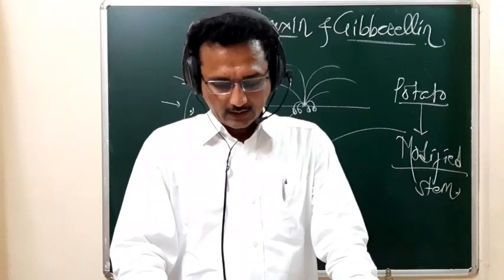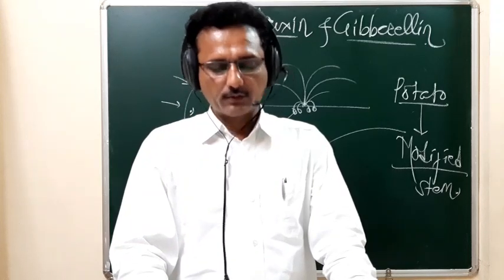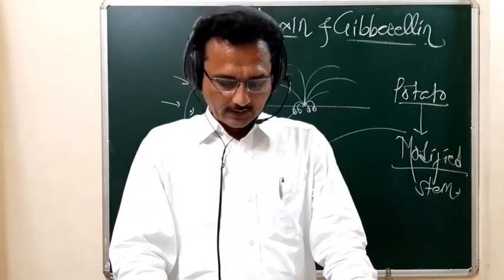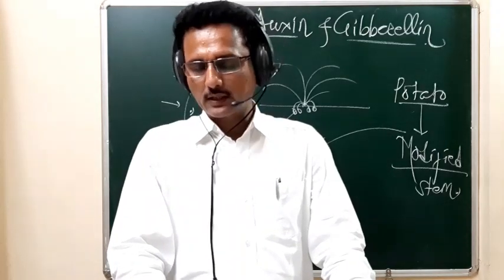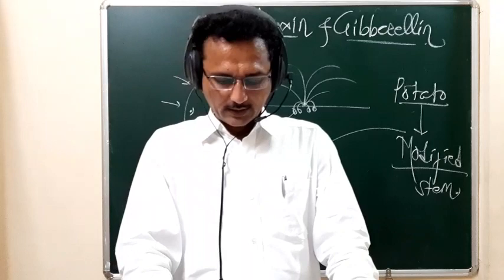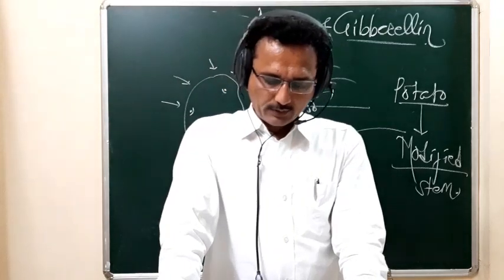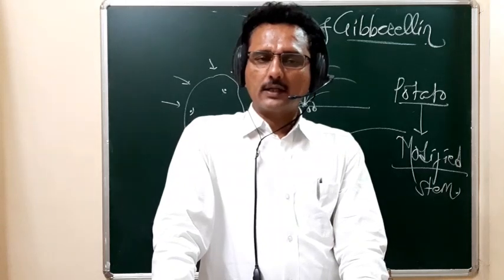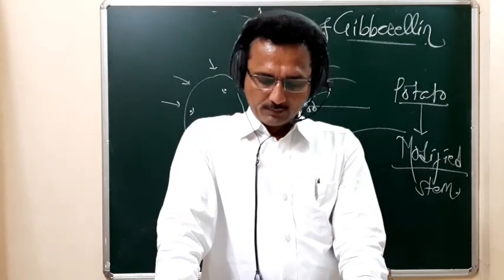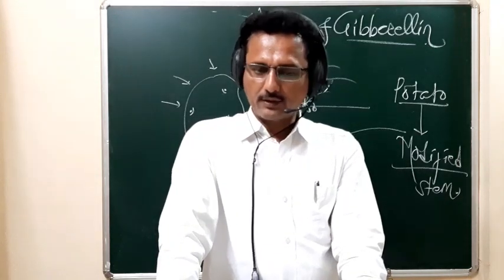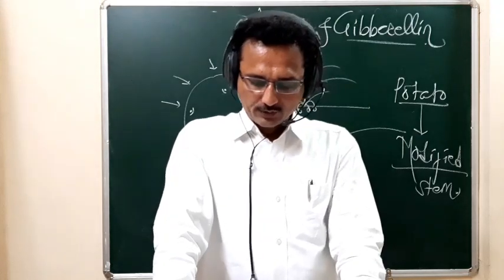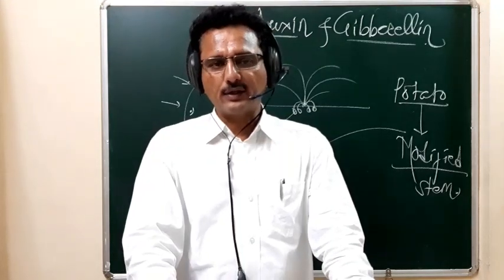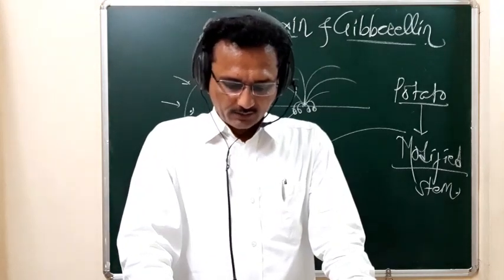Then the next question, question number 164. Auxin plays an important role in: first option, flower initiation; second option, prevention of abscission layer; third option, parthenocarpy; and fourth, all of these. So what is the correct answer? All of these. It plays an important role in flower initiation, in prevention of the abscission layer, and it also induces parthenocarpy. So it performs all these roles.